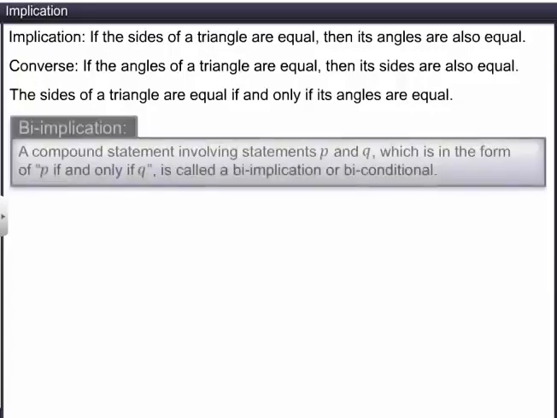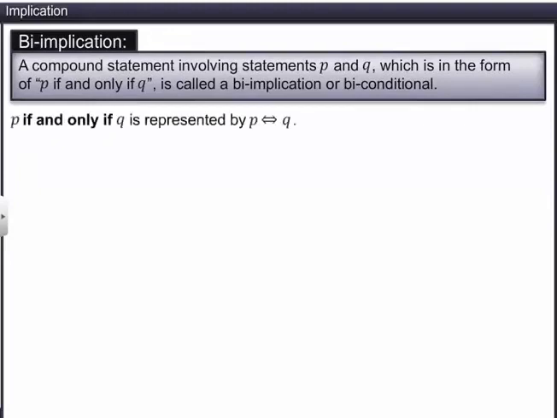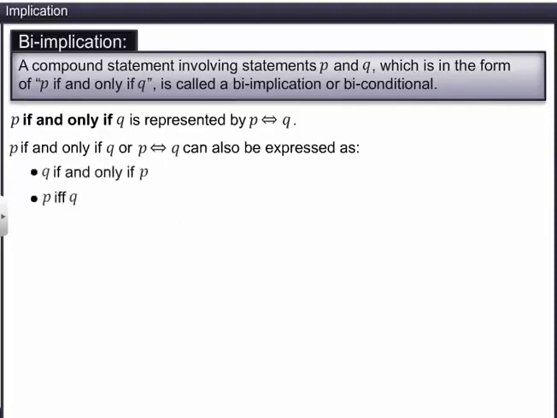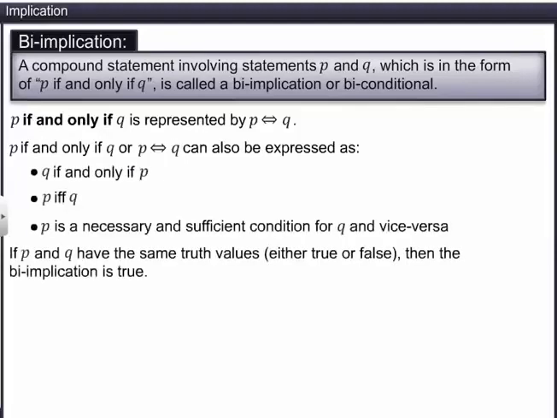A compound statement involving statements P and Q which is in the form of P if and only if Q, is called a bi-implication or biconditional. A bi-implication is represented by a double implies symbol. The bi-implication P if and only if Q can also be expressed as shown. Remember here that if P and Q have the same truth values, either true or false, then the bi-implication is true. If either P or Q is false, then the bi-implication is false.